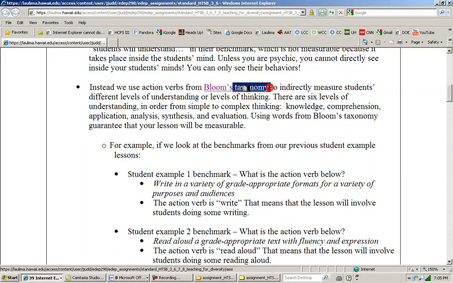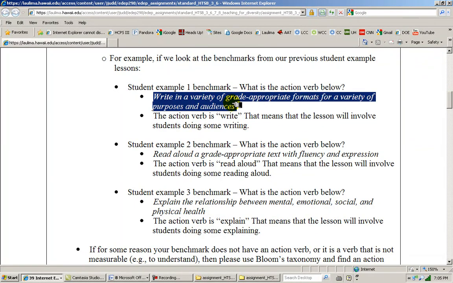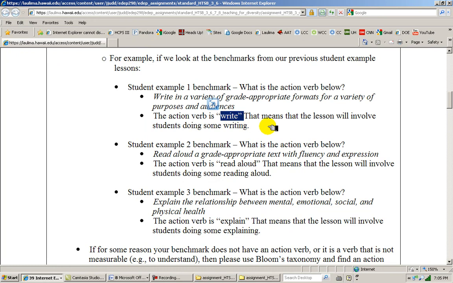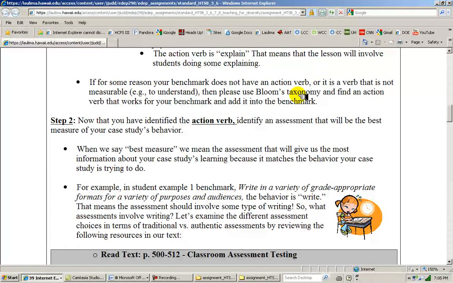So we used, as we explained last time, action verbs from Bloom's taxonomy. And what this does is indirectly measure the student's different levels of understanding. So for example, if we look at this sentence, write in a variety of grade appropriate formats for a variety of purposes and audience, the action that's being done here is write. We can see writing, and thus it's a viable learning objective. Same with read aloud and explain. It's only when the words we can't see the action is when it's not any good.